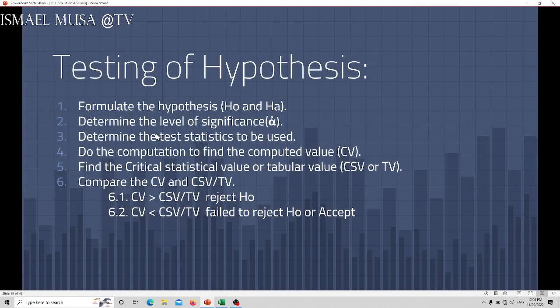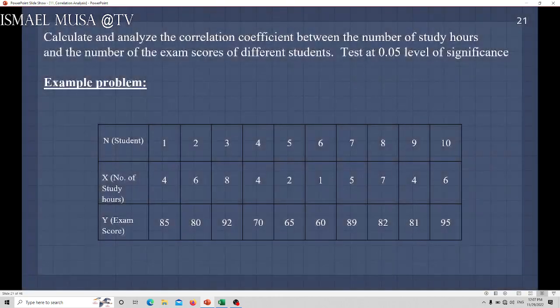Okay? So again, let me remind you, these are the steps in hypothesis testing. Let's adapt this when we do statistical analysis or hypothesis testing. Okay? Let's have an example. The first example we have here: we are to calculate and analyze the correlation coefficient between the number of study hours and the exam scores of different students, and you decide to test at the 0.05 level of significance. You have 10 students. Now take note, your data must be one-to-one correspondence, meaning this 4 here is the measurement of student 1 in terms of number of study hours. This one is the score of student 1 in terms of the exam score. So it must be one-to-one correspondence.